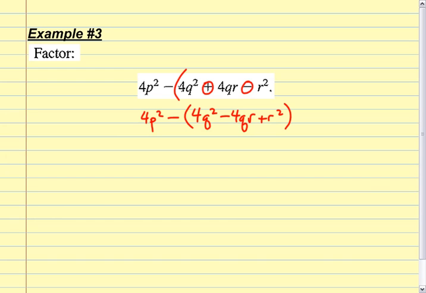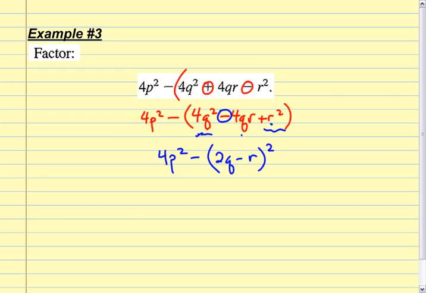Okay. Well, let's see. Can I factor this? It's 3 terms. Is it a perfect square? Well, let's see. This is a perfect square. This is a perfect square. So this has to equal 2 times the square root of this, 2q, and the square root of that, r. Well, that's going to be 4qr. It is a perfect square. Awesome. 4p squared minus, and then this is going to be 2q minus r squared. Whew. Nice.